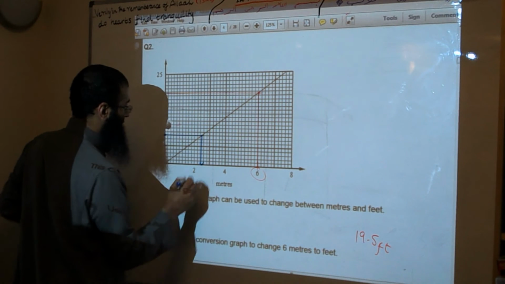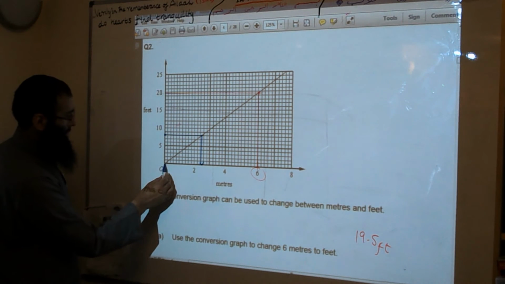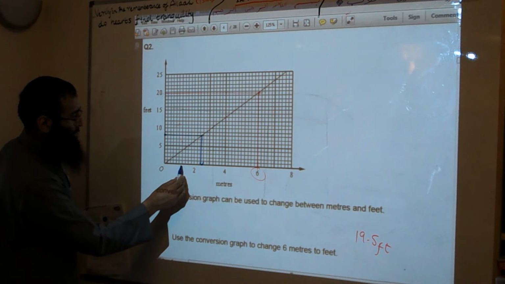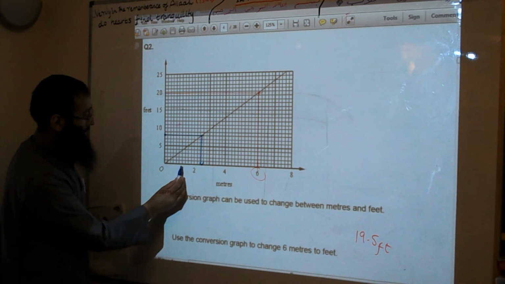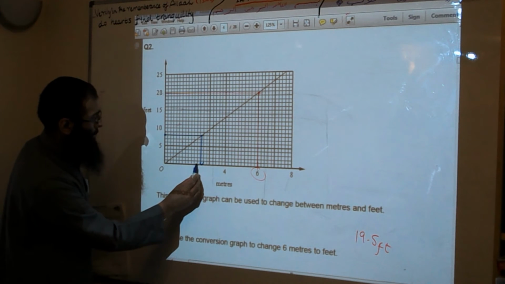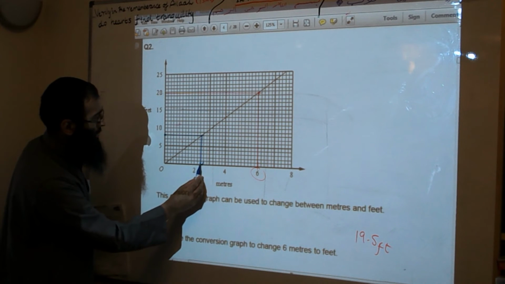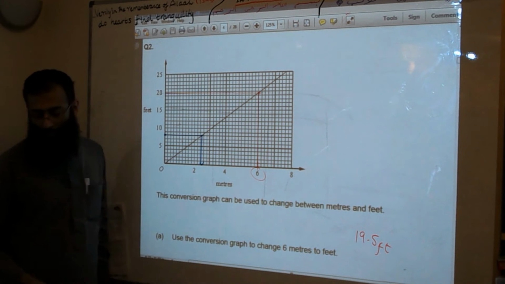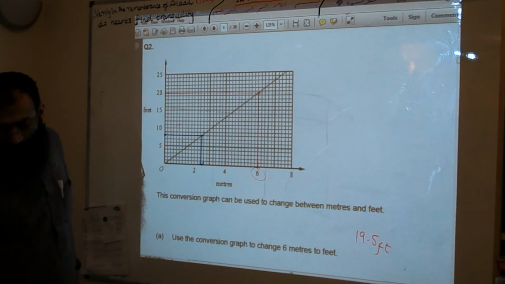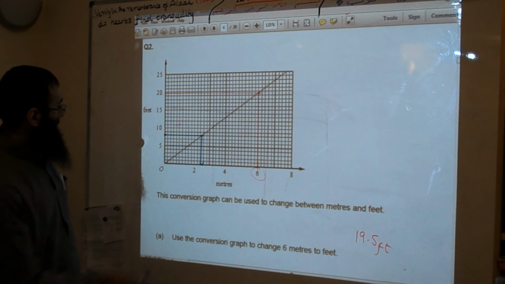So what are we getting here? We got 0, 1. So 1 is worth 5 squares, isn't it? So that's 2, 2.2, 2.4, about 2.5. I got 2.4. Anything between 2.3 and 2.5 is acceptable. I got 2.4.